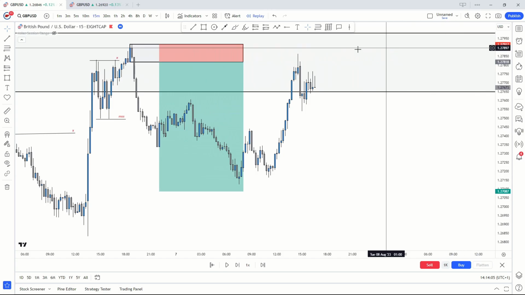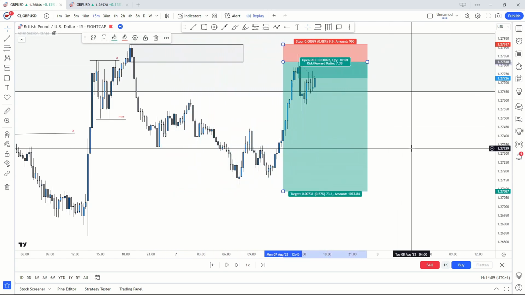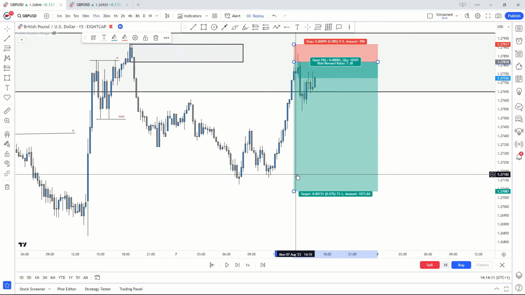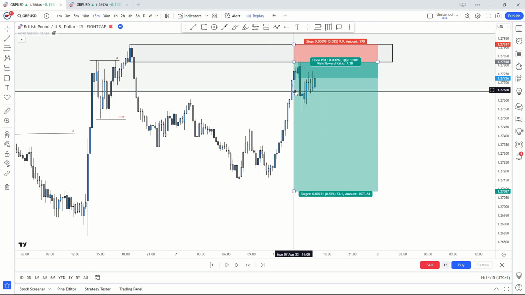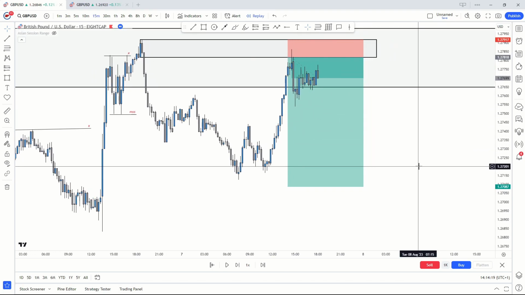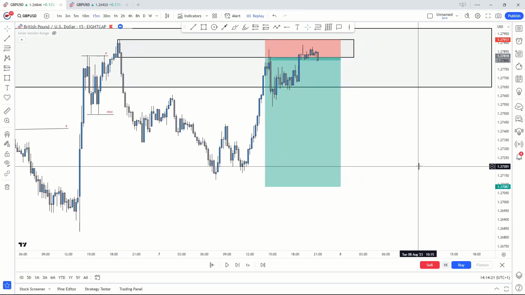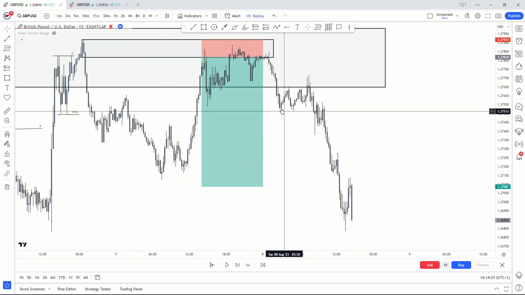It does take a while, but we do end up getting triggered. As I mentioned, it got triggered just after London, start of like New York-ish, so that would have been ideal. You can see here it eventually comes over and hits take profit.